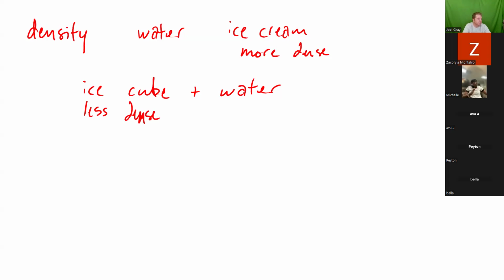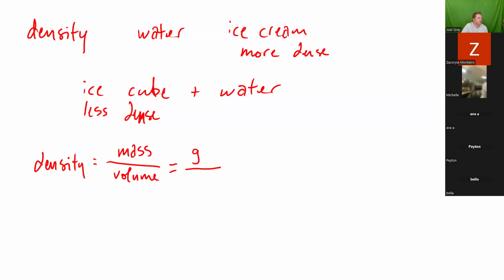Now, when it comes to density, there's a calculation. Density equals mass over volume. Typically, the units that we use are grams per milliliter. Now, the density of water is 1.00 grams per milliliter.